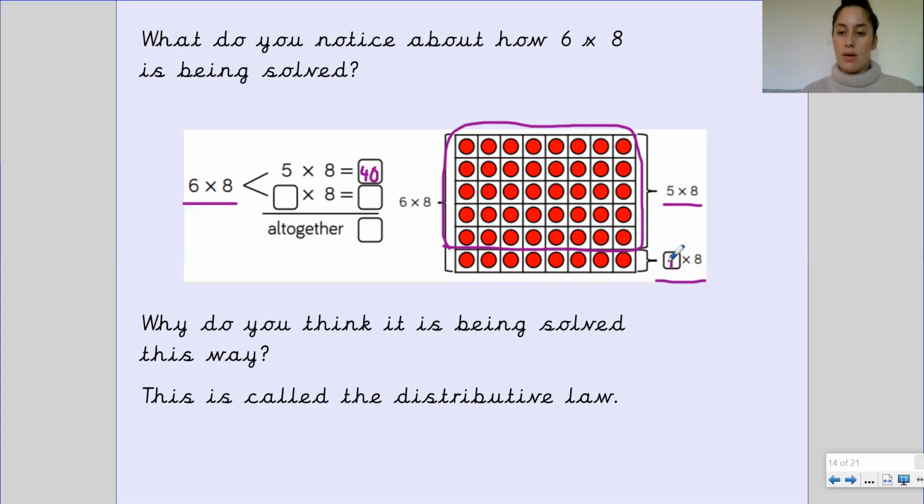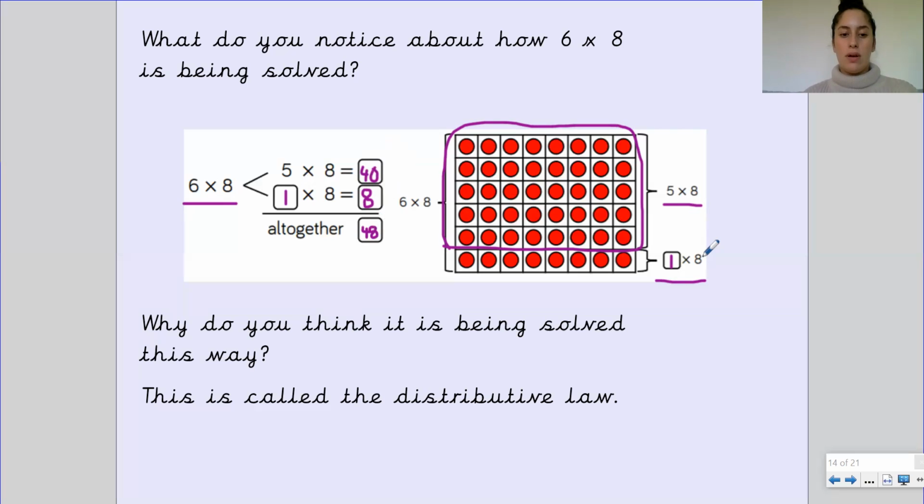And we know the other calculation is 1 times 8 because we needed in total 6 groups of 8. We found the answer to 5 groups of 8. We now need to find the answer to 1 group of 8. So 1 group of 8 equals 8. So in total, we now need to add the two answers together to find the answer to 6 times 8. So what's 40 plus 8? 48.